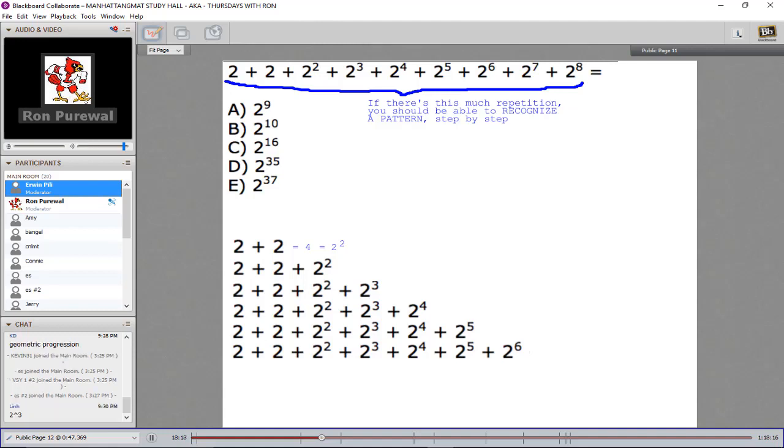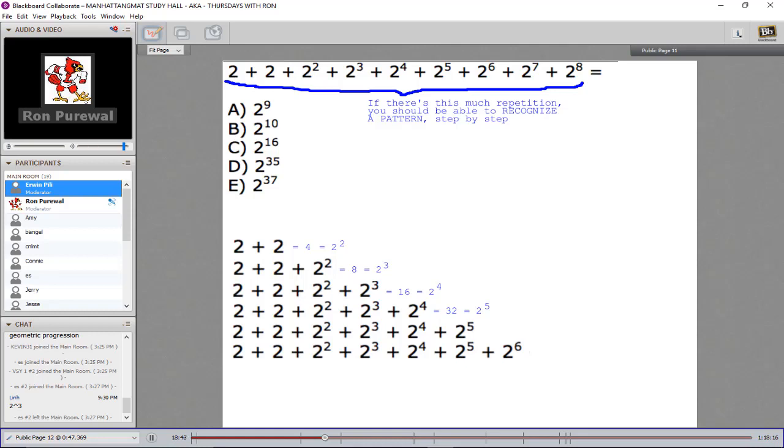8. Aha, that's 2 to the 3. Well, if you add the 2 to the 3 term, you get 16, which is 2 to the 4th. If you add the 2 to the 4th term, you get 32, which is 2 to the 5th. I mean, it's not very hard to see what the pattern is here.